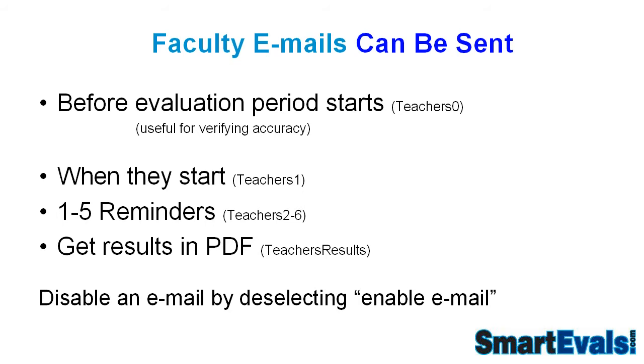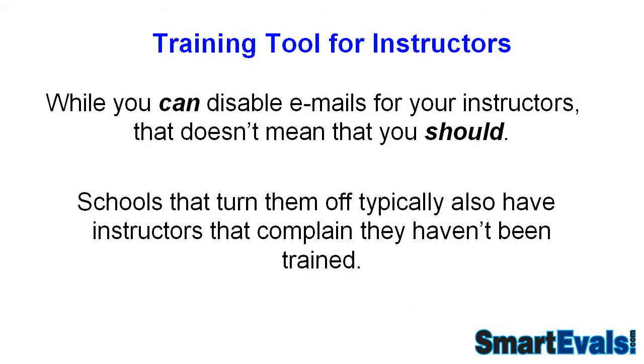You can also send an email when the evaluation period begins and up to 5 reminders. Lastly, you can email the instructor some PDFs of their results when the evaluation period is complete. Please note that schools who disable a lot of these emails also have instructors who complain that they need better training and don't feel like they're in the loop. I recommend you keep as many on as possible and send your instructors different training topics and different YouTube links in each email.